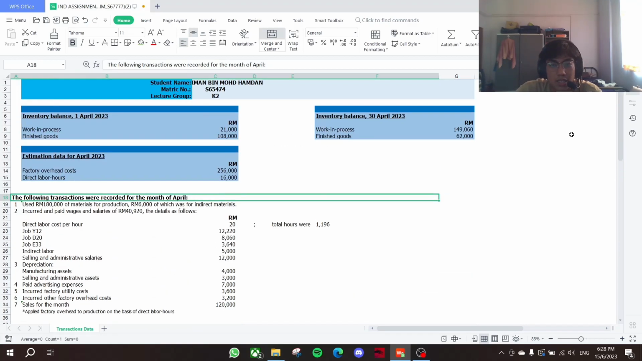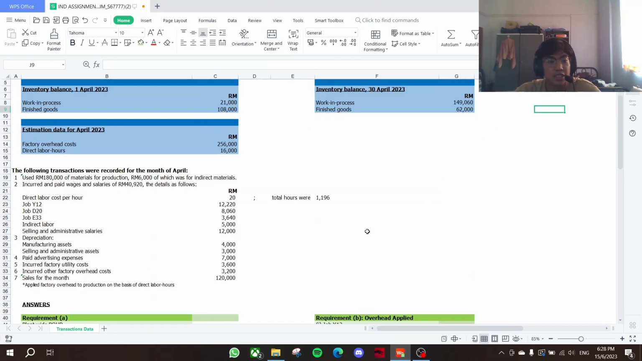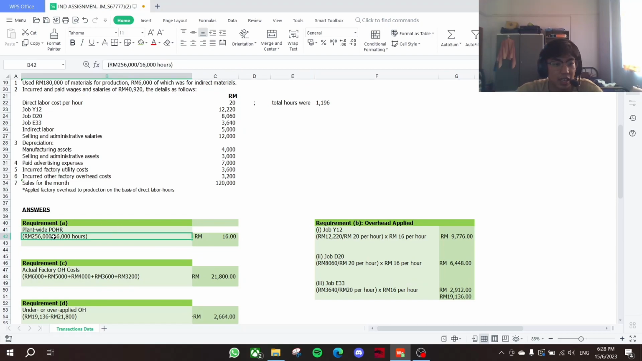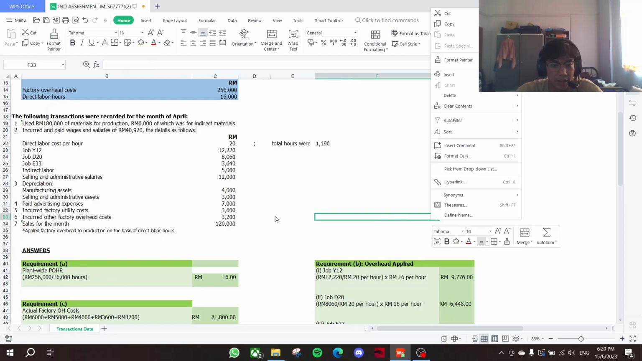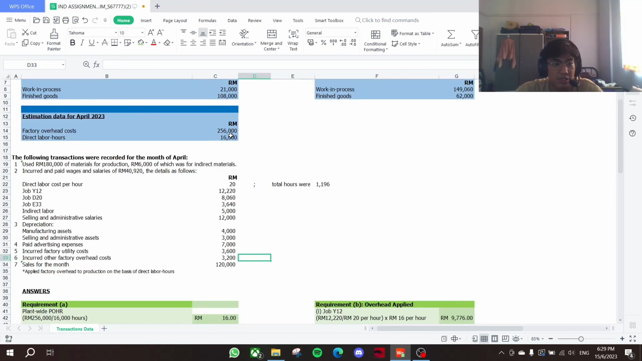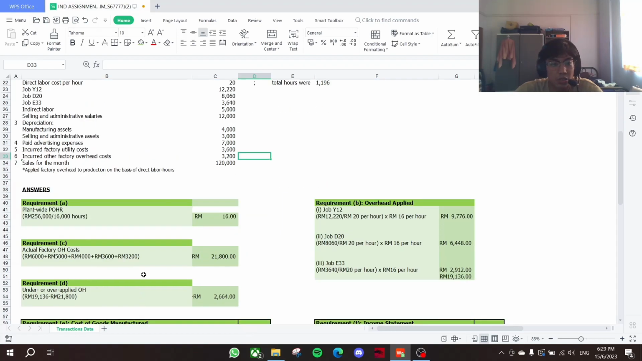So to answer this individual assignment, from question A, to get the predetermined overhead is 256,000 divided by 16,000 hours. So this is from the questions. So we get 16 ringgit for the predetermined overhead.